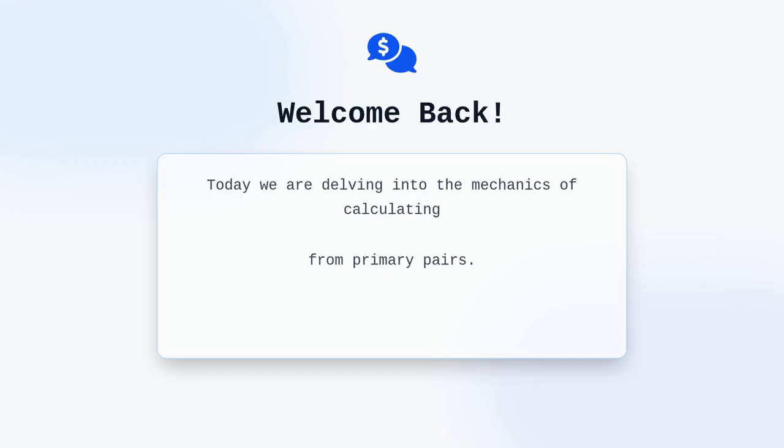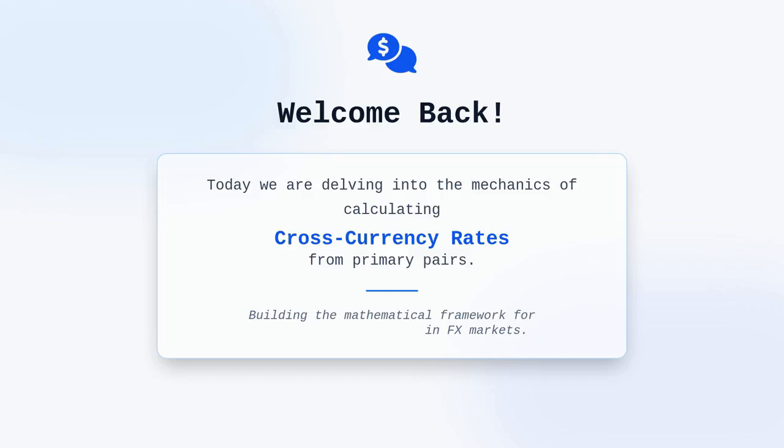Welcome back. Today we are delving into the mechanics of calculating cross-currency rates directly from primary pairs. This chapter provides the essential mathematical framework for navigating the foreign exchange markets with precision and confidence.